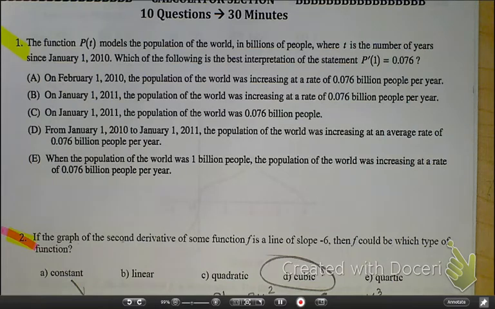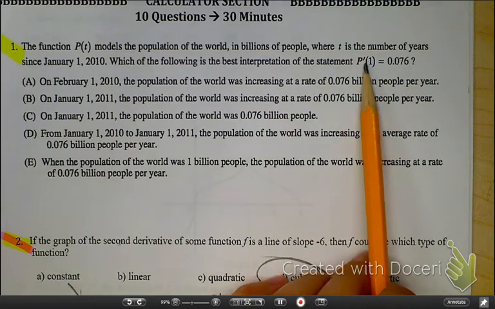Well, there's a lot of moving pieces in this problem, but one of the first things that's important to note is that P prime is an instantaneous rate of change. Since this is a derivative, we're talking about an instantaneous rate of change. So this is happening at one instant in time.